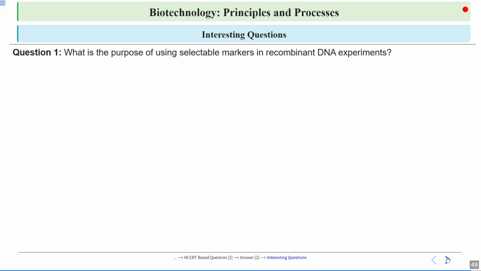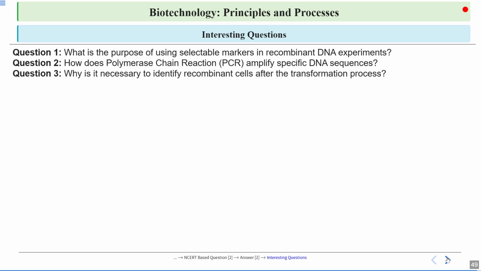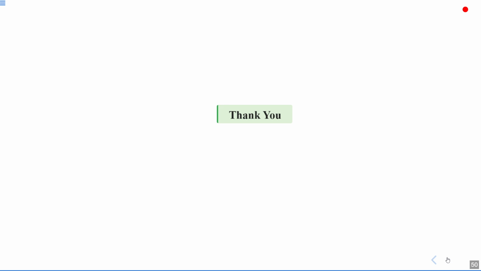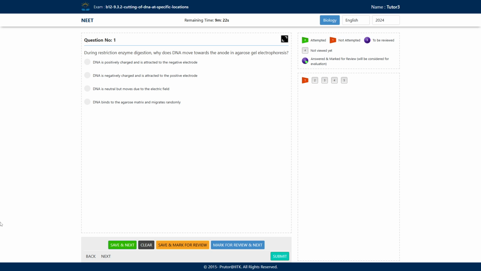These are the interesting questions that you are going to solve yourself. What is the purpose of using selectable markers in recombinant DNA experiments? How does polymerase chain reaction amplify a specific DNA sequence? Why is it necessary to identify recombinant cells after the transformation process? And how does DNA ligase facilitate the joining of DNA fragments during the creation of recombinant DNA? Thank you. And we will solve DPP questions. So let's start.